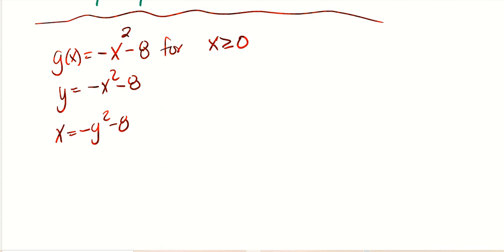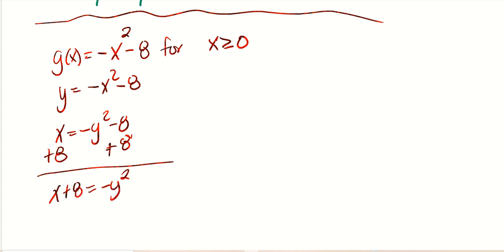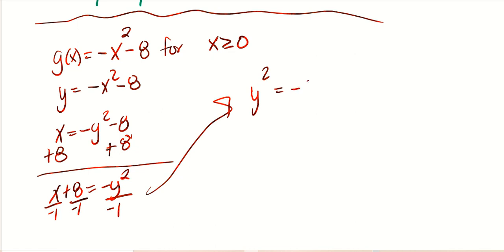Now we need to solve for y, so that means we are going to add an 8 to both sides, and x plus 8 will equal negative y squared. Then we would divide by negative 1 because we're not looking for a negative y squared, right? So I divide by negative 1. And then this would give us y squared equals negative x minus 8.